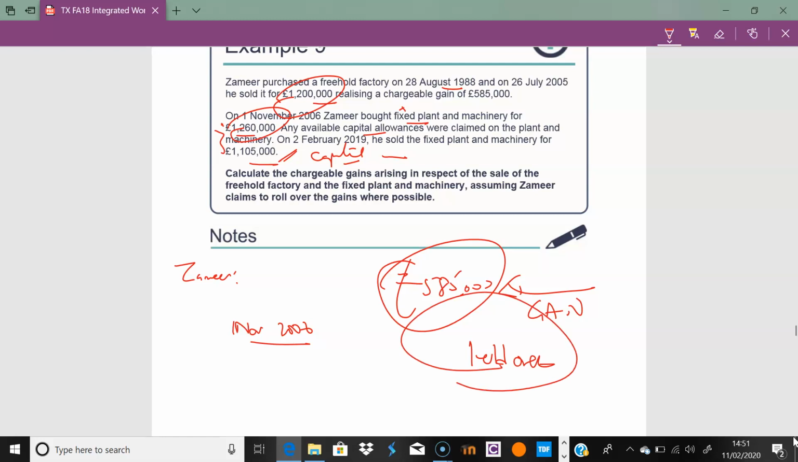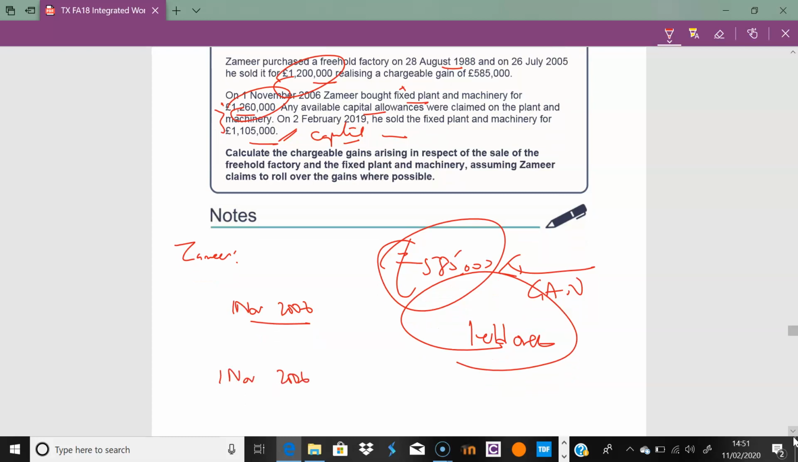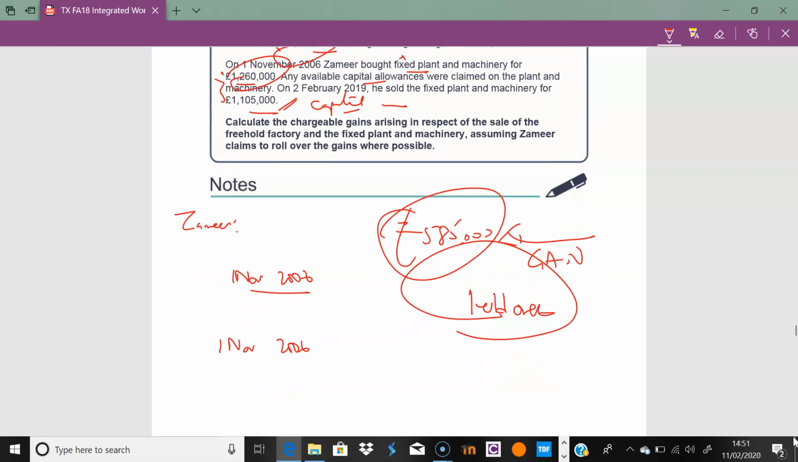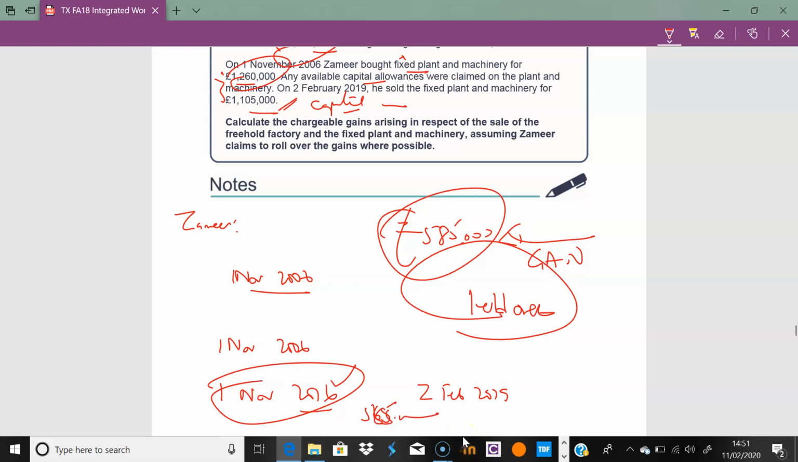That can be deferred. And so the question here is that it is frozen from 1st of November 2006, up till the earliest of when he sells the asset, which is the 2nd of February 2019, or 10 years from the acquisition. So 10 years max, so 1st of November 2016. And we can see this is much earlier. So on the 1st of November 2016, this becomes chargeable. This 585,000 wakes up and crystallizes, if you like. And that's it. It's just chargeable at that date.